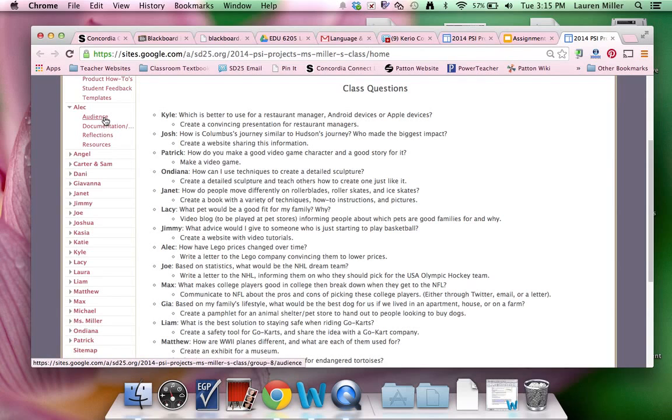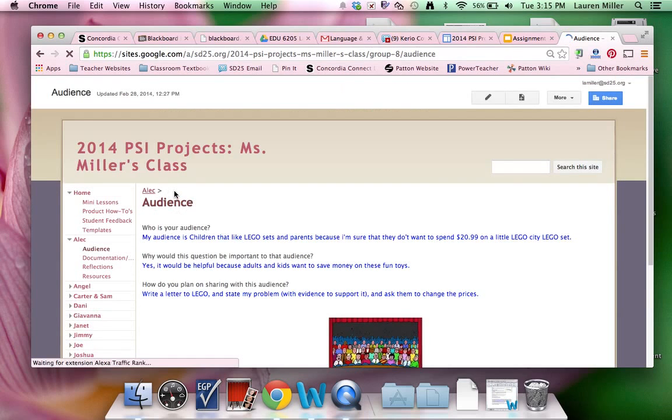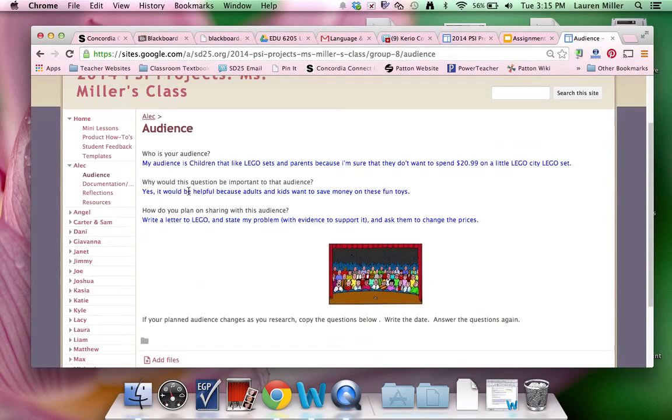On the audience page, at this point when students go on to this website, they have already created a higher level thinking question that they can research. The next step is to go on to the audience page and determine who their audience is, what they want to share with their audience, and how they're planning to do it. Once they've done that, they've come up with their final product. The next step moves on to the documentation page.